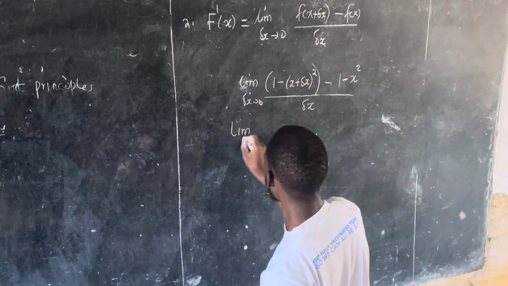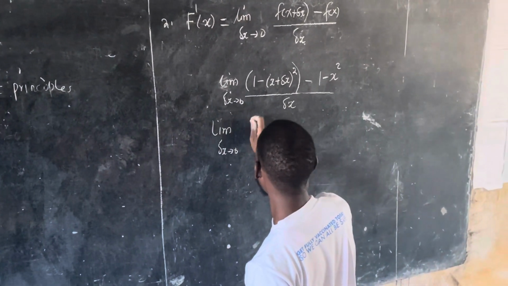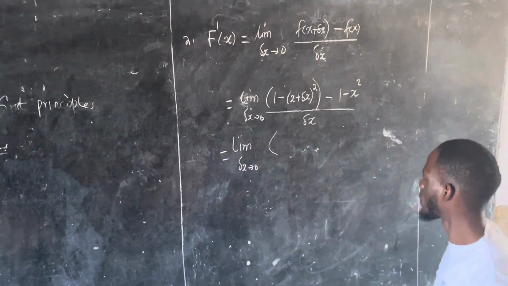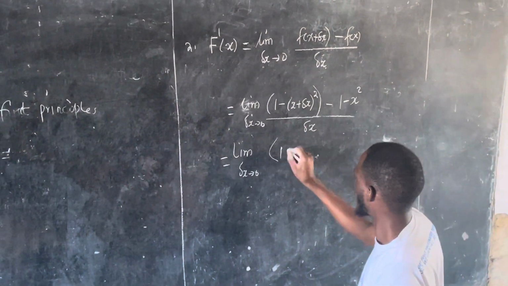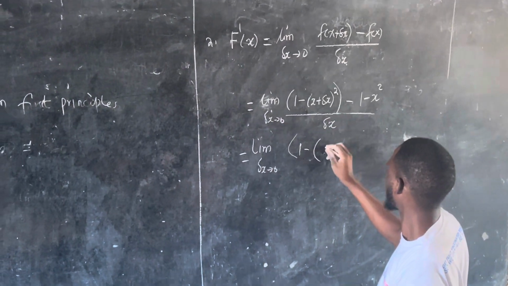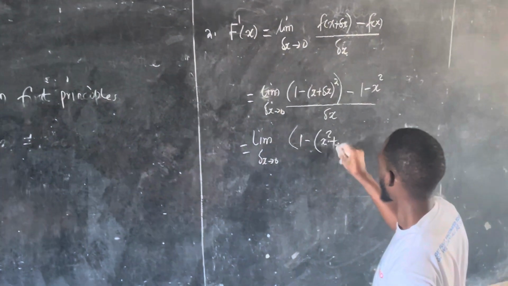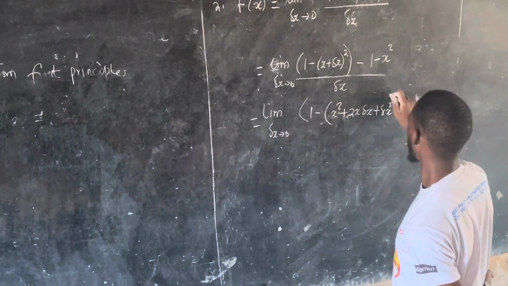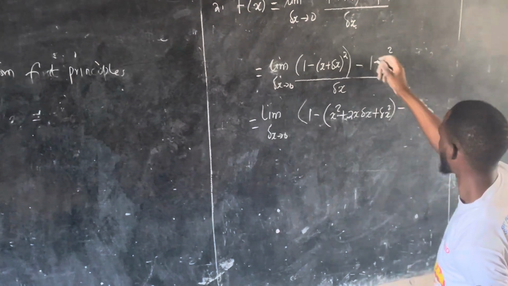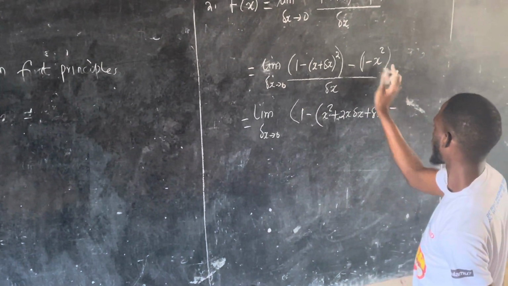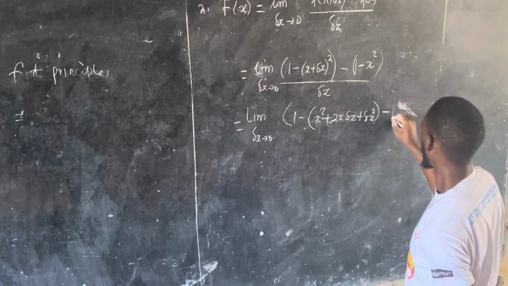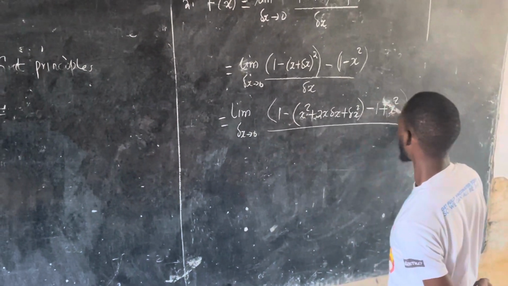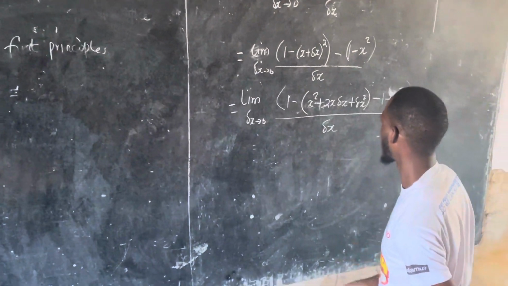So we are saying the limit as delta x tends to 0 is given by, we can expand this, we shall have 1 minus, when you open brackets, x squared plus 2x delta x then plus delta x squared. Then this is minus, because this is the whole function, it's a minus 1 plus x squared. Now all of this is divided by delta x.